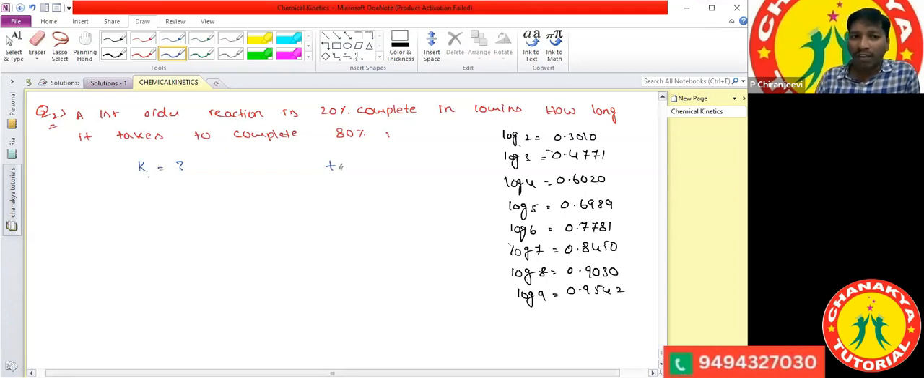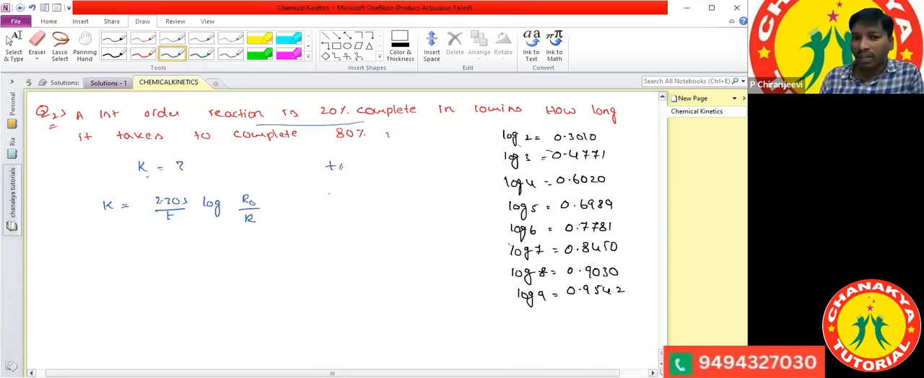Sir, how can we find out the k value here? Because of the first statement. What is the first statement they had given? A first order reaction is 20% complete in 10 minutes. According to that, let us see how we can write the formula for the first order reaction: k is equal to 2.303 divided by t, log of initial concentration by final concentration. They didn't give the initial and final concentrations, so based on the statement, we have to understand.